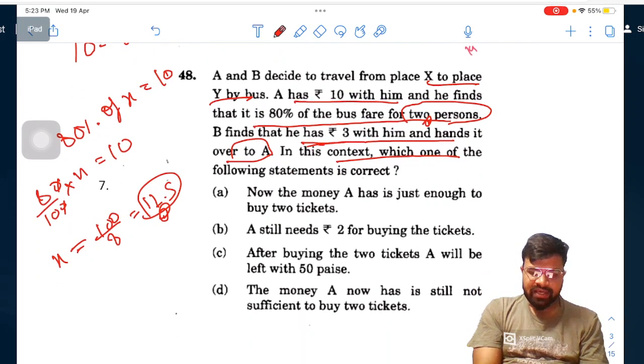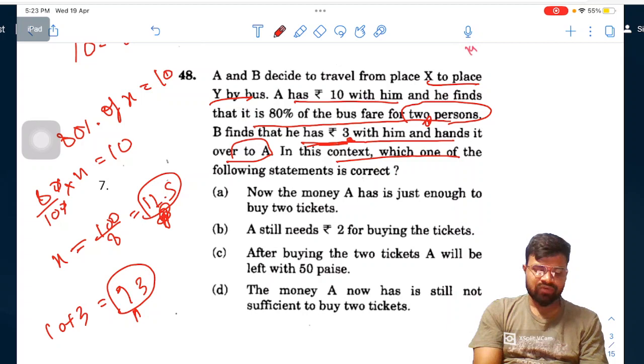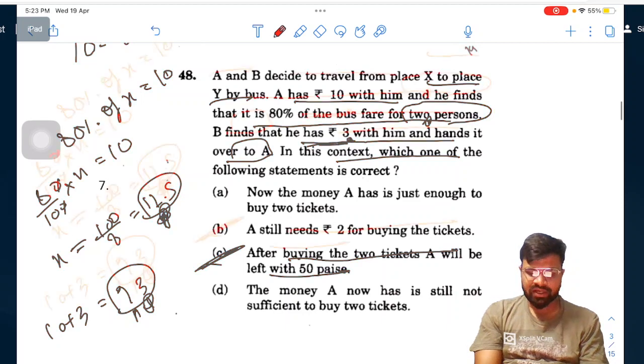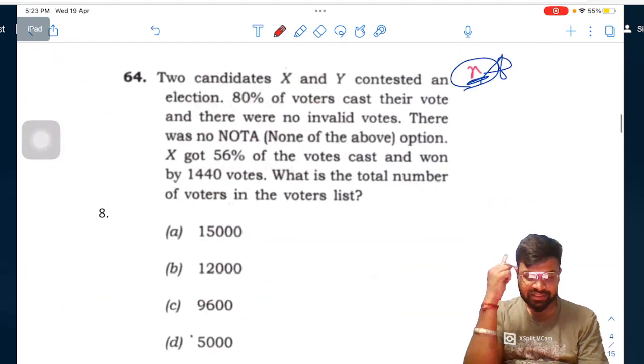Now we handed him 3 rupees. So 10 plus 3 became 13. The fare was 12.5. Now they have 13 rupees. So after buying the two tickets, they will be left with 50 paise. That is the answer. Again, a simple application of percentages.